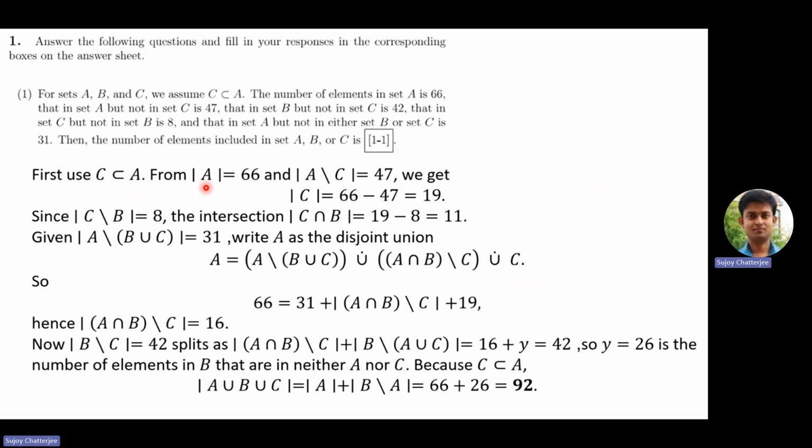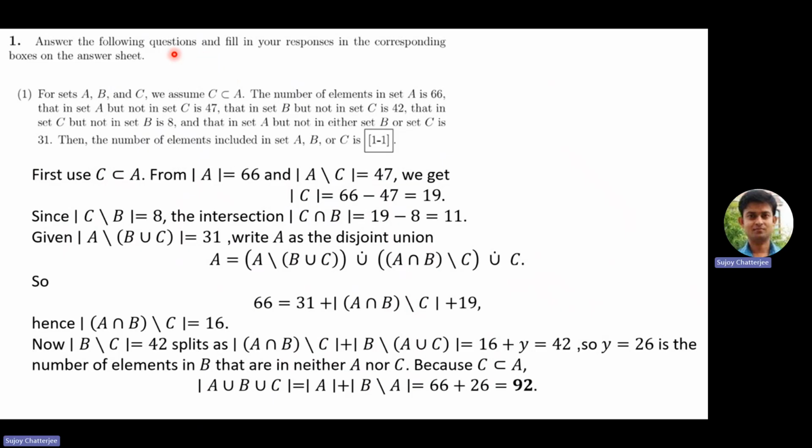Now from the given value that the number of elements in A is 66 and the number of elements in A but not in C is 47, from these conditions we can straight away say that the number of elements in C is 66 minus 47, because C belongs to A and we have A without C. So straight away C will be A minus this 47. So 66 minus 47, it is 19.